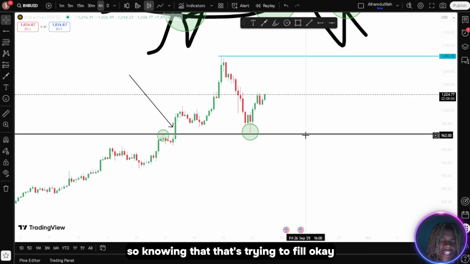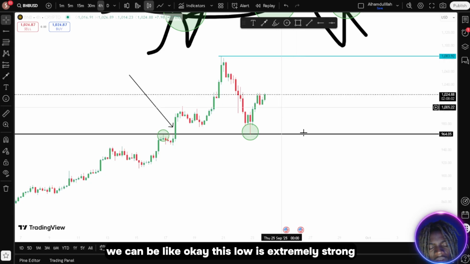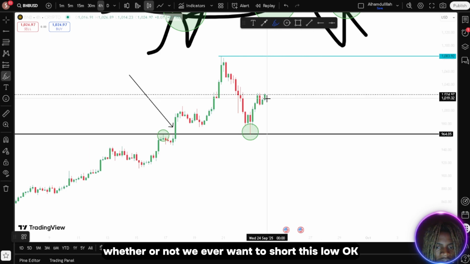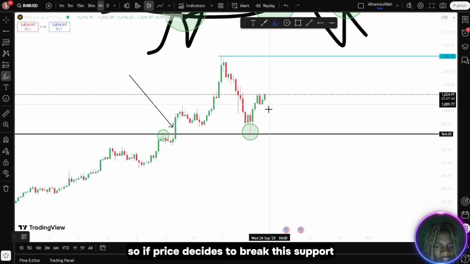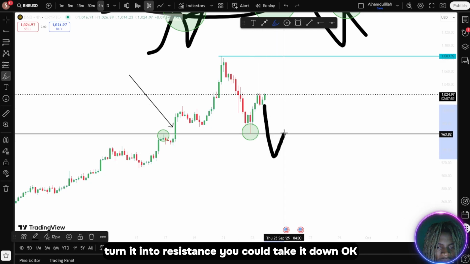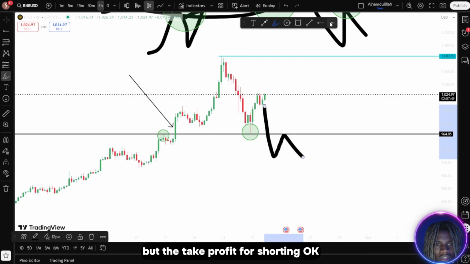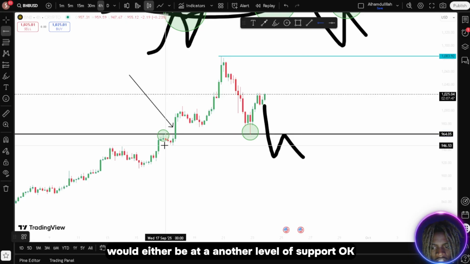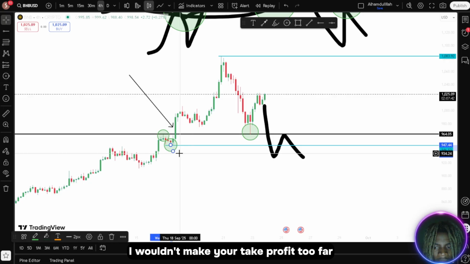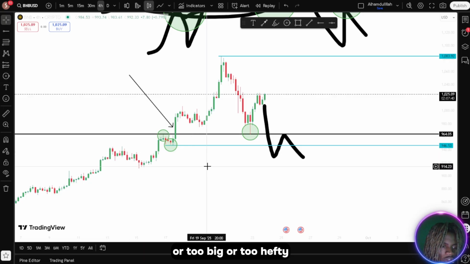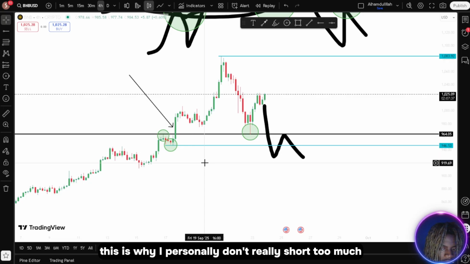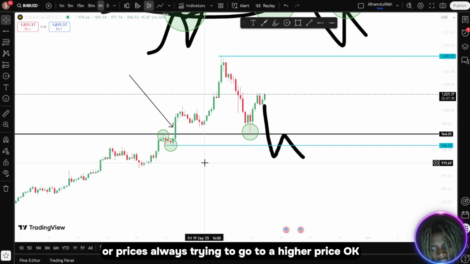Knowing that that's trying to fill, we can be like, this low is extremely strong, so we can determine whether or not we ever want to short this low. If price decided to break the support, turn it into resistance, you could take it down. But the take profit for shorting would either be at another level of support. Especially for stocks and crypto, I wouldn't make your take profit too far or too hefty. This is why I personally don't really short too much, because it's riskier and you can't hold as long compared to holding to the upside, where price is always trying to go to a higher price.